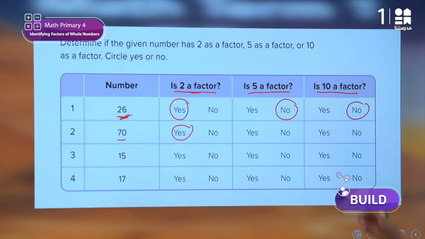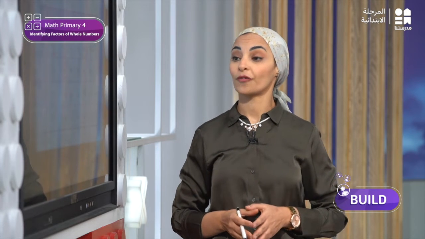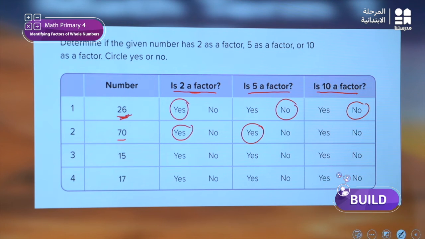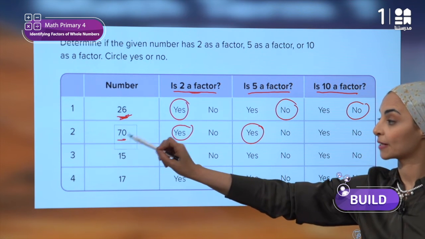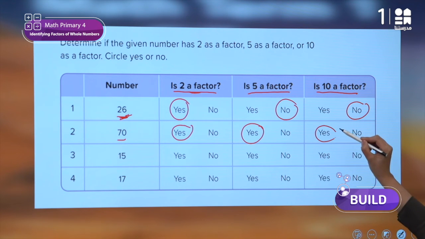What about 5? Is 5 a factor of 70 or no? Well, I said for 5 the ones place must be either 0 or 5. So 5 is a factor of 70. Yes, 5 is a factor of 70. What about 10? We said 10 is a factor of numbers whose ones place is 0. So 10 is a factor of 70. So the answer is yes.